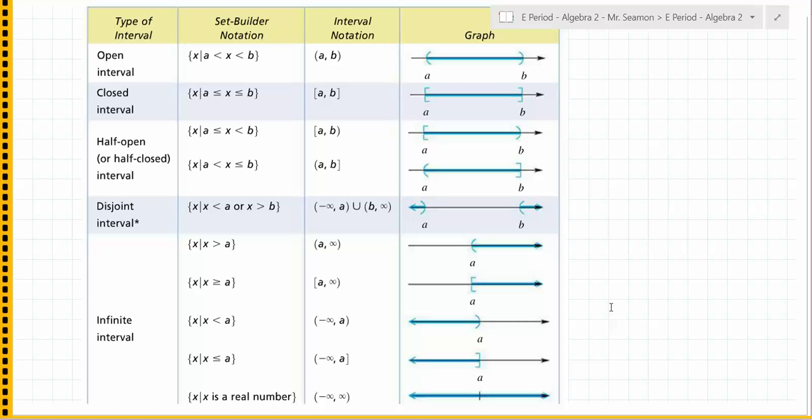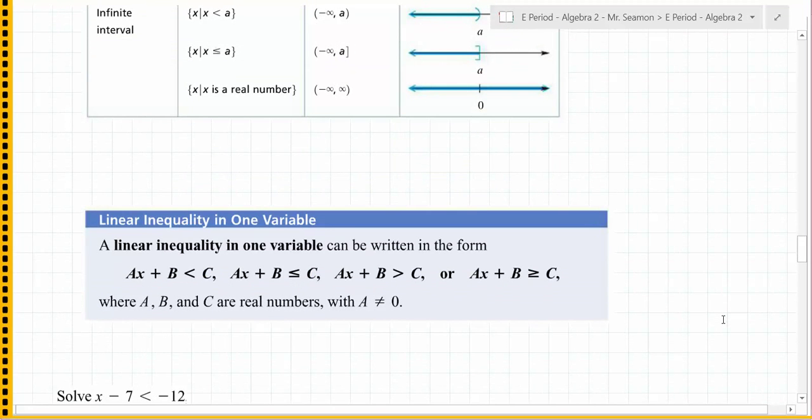Because if you ever get a place, it's finite, and therefore it's not infinite. It's the opposite of what we're trying to describe. So what we're going to do instead, we're going to be looking at linear inequalities. So instead of ax plus b equals c, we're going to have ax plus b could be less than c, less than or equal to c, greater than c, or greater than or equal to.